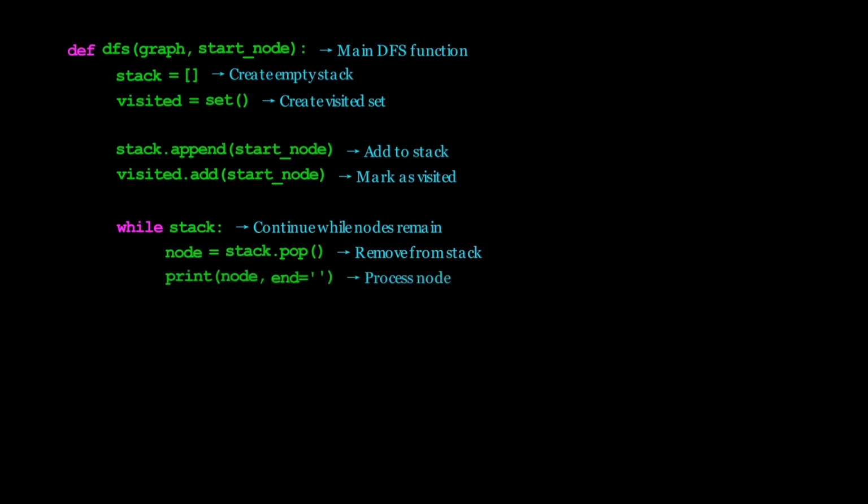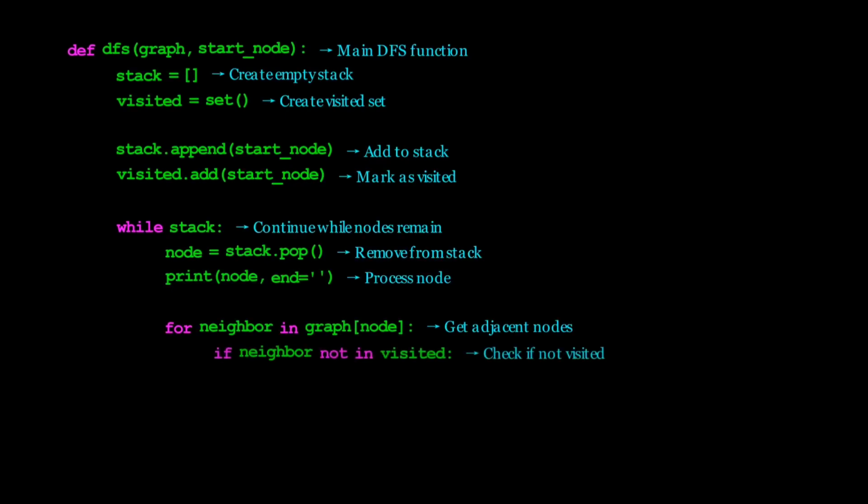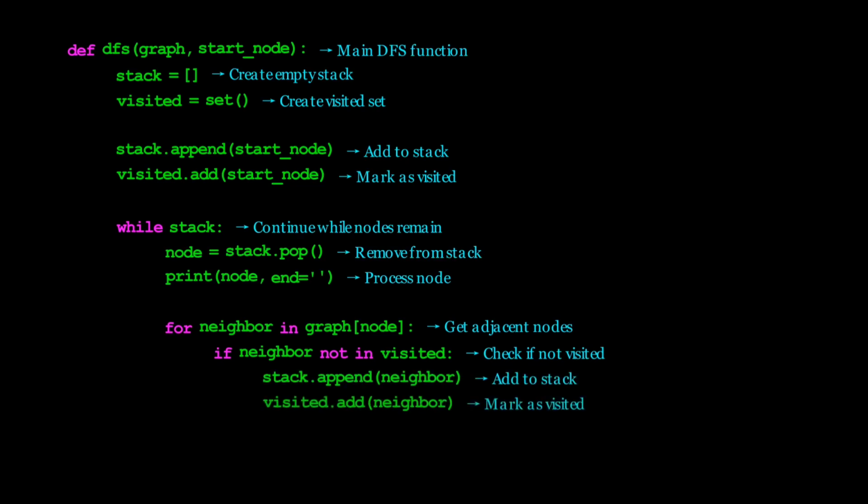The pop removes and returns the top node, and we process the node. For each unvisited neighbor, add it to the stack for further processing. Mark it as visited immediately to prevent duplicate additions. So this is how we can implement DFS using the iterative approach and a stack in Python.